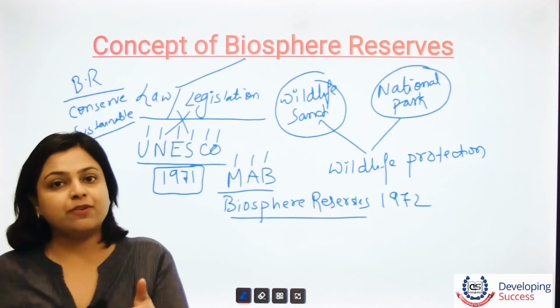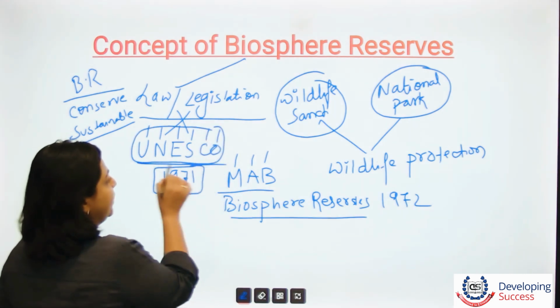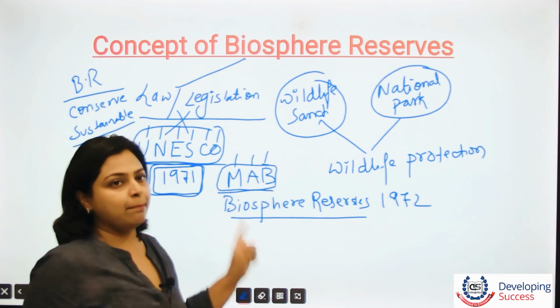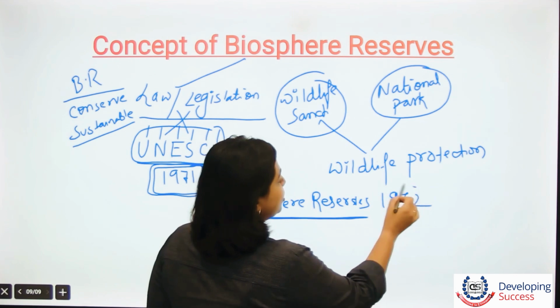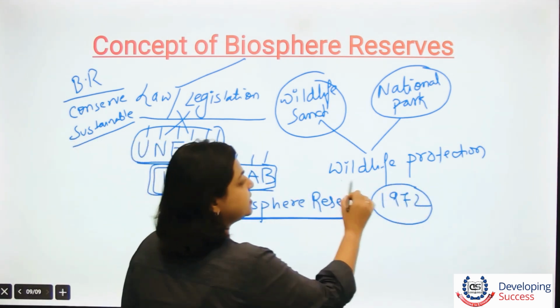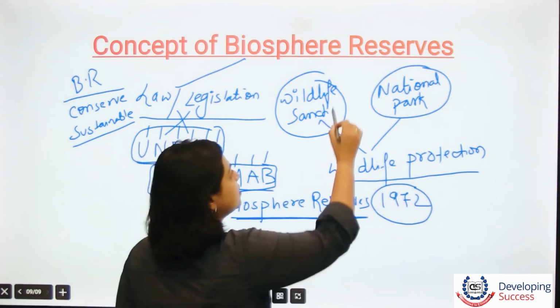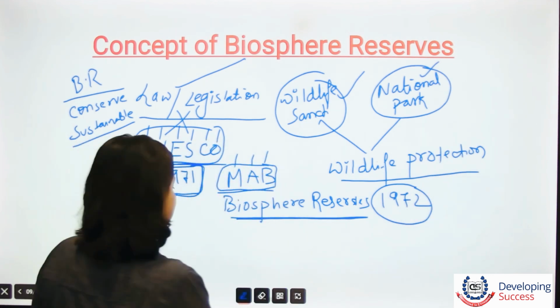So I repeat for you. Biosphere reserve is a concept given by UNESCO in the year 1971. The name of the program is MAB, Man and Biosphere. And biosphere reserve was not mentioned in the Wildlife Protection Act of 1972. But the Wildlife Protection Act mentions the wildlife sanctuaries and the national parks. I hope this is clear to you.